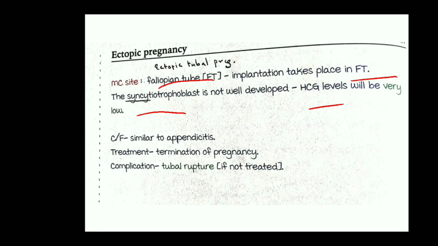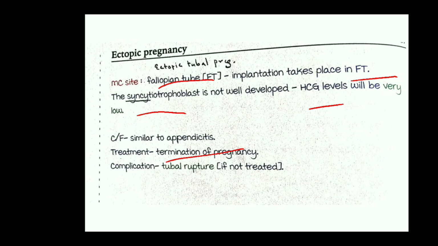So what is the treatment of this case? Of course, we will not tell the patient congratulations, she is pregnant. Well, it's an ectopic pregnancy. So the treatment should be termination of the pregnancy, because if we don't terminate the pregnancy as soon as possible once we know it is an ectopic pregnancy, there is a complication of tubal rupture if this case is not treated. So once we know it is an ectopic pregnancy, the treatment is immediate termination of pregnancy.